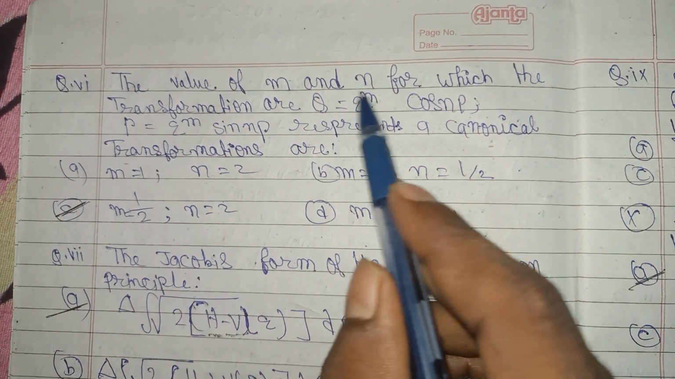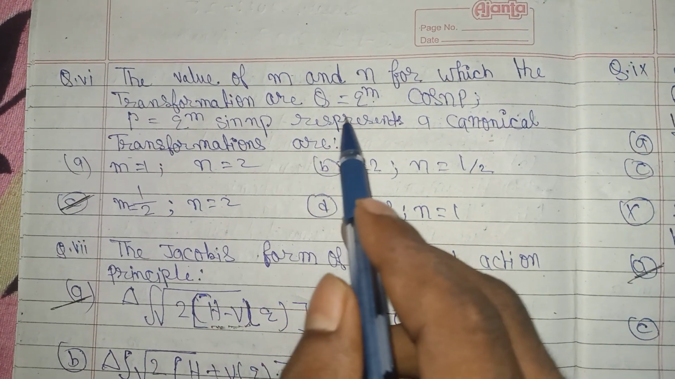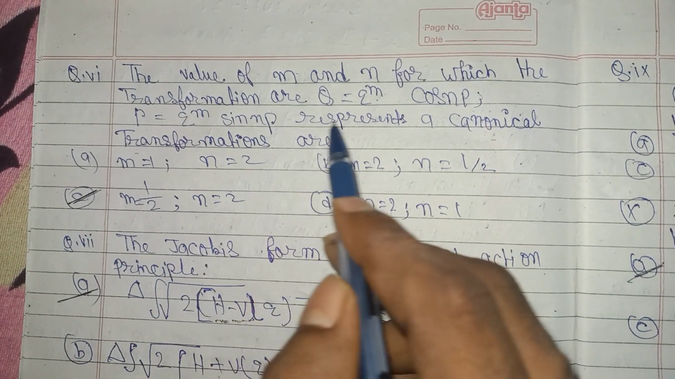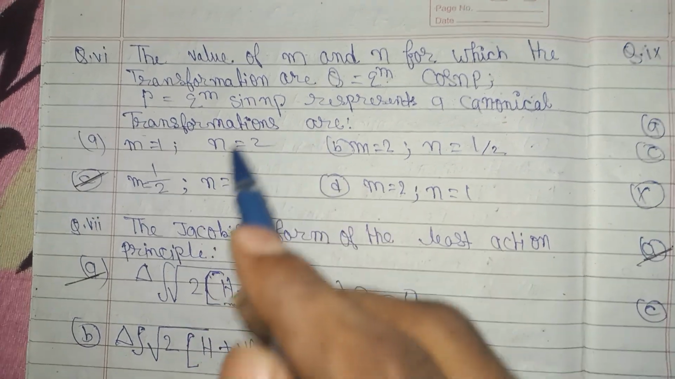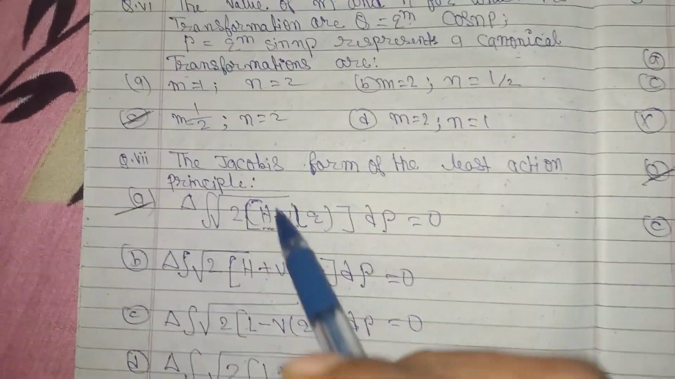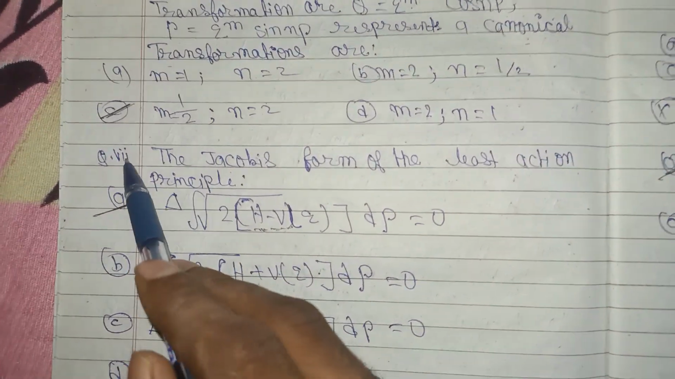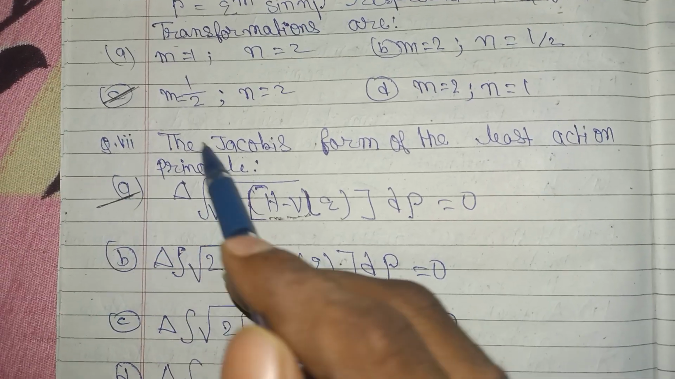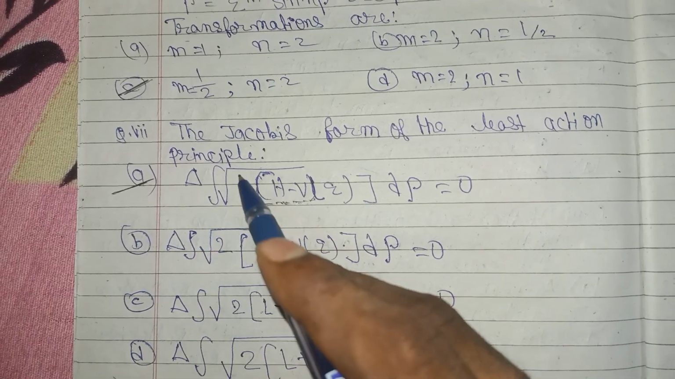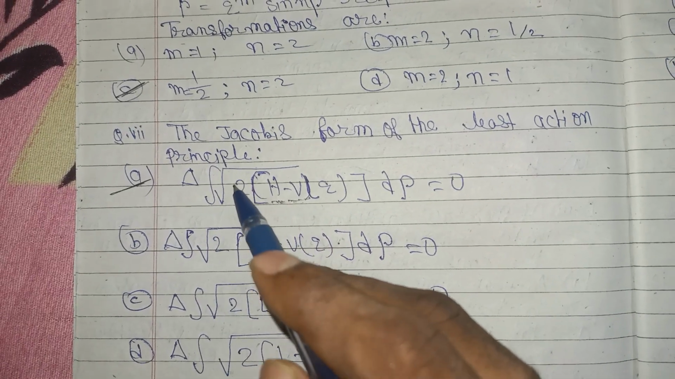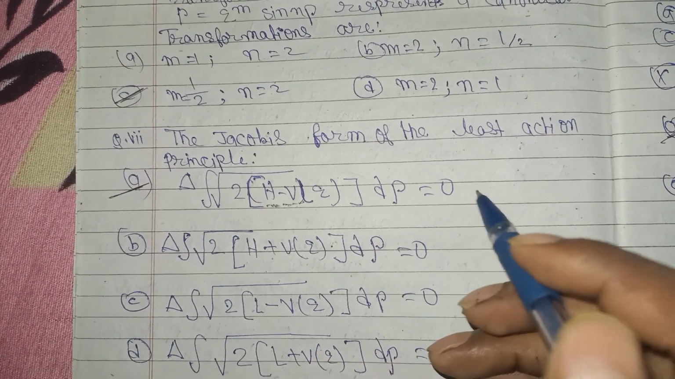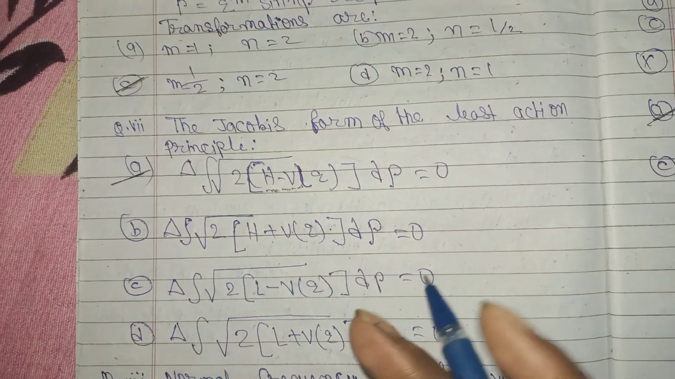The values of m and n for which the transformations Q = q^m and P = p^n represent a canonical transformation are m equals 1/2, n equals 1/2. Question number 7: the Jacobi form of the least action principle is the integral of the square root of 2(H minus V) dq equals 0. So this is the correct answer.